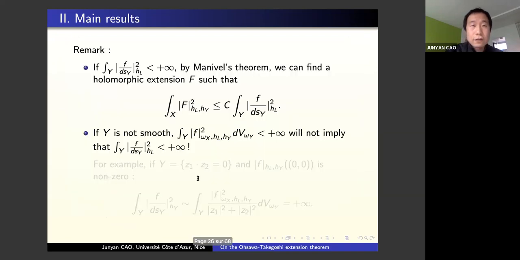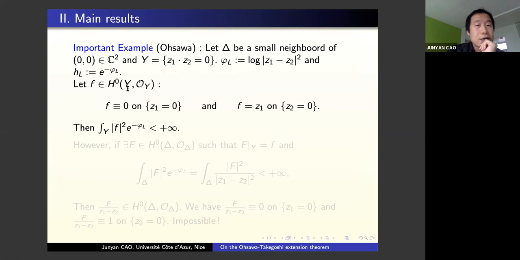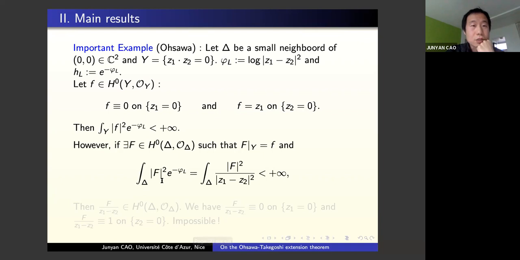So for the example of Ohsawa, let Delta^2 be a small neighborhood of the origin of C^2, and we suppose that Y is the union of two components. The weight function phi_r is equal to log of |z1 - z2|^2, and h is equal to the exponential of minus phi_r. In this case, let small f be a holomorphic function over Y, which is equal to zero on one component and equal to z1 on the other component. In this case, it's easy to check that the L2 norm of small f with respect to this weight is finite. However, we could not hope to find an extension such that its L2 norm is bounded.